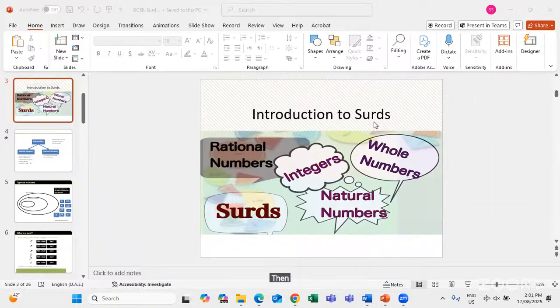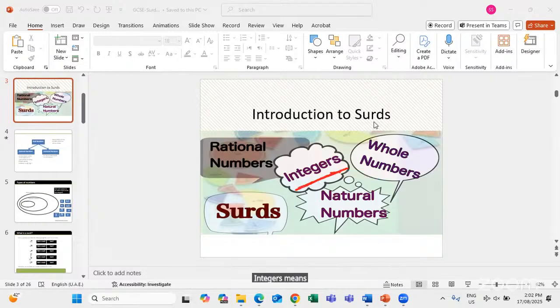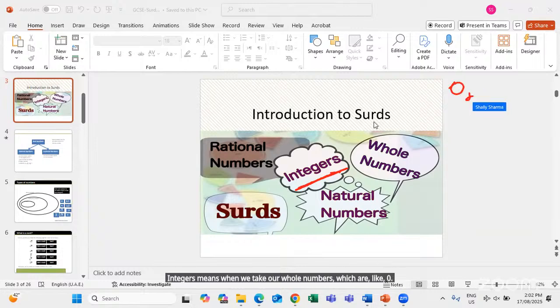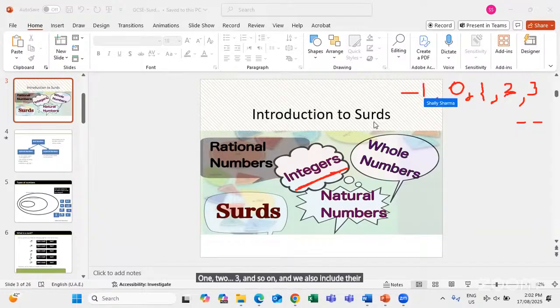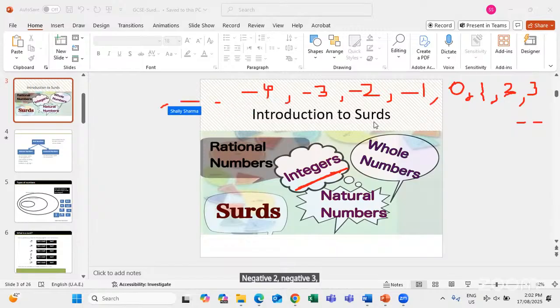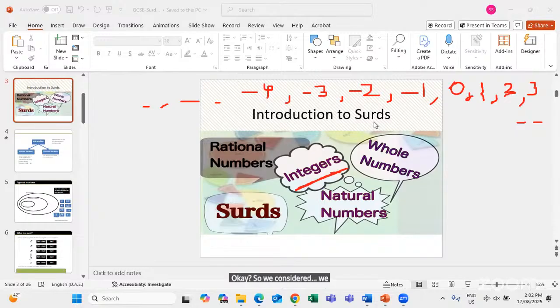Then we learn the third category of numbers, which are called integers. Integers means when we take our whole numbers, which are like 0, 1, 2, 3, and so on, and we also include their negatives, so -1, -2, -3, -4, and so on. They become integers, or we can also call them negative numbers. Okay, so we covered the definition of natural number, whole number, and integers.